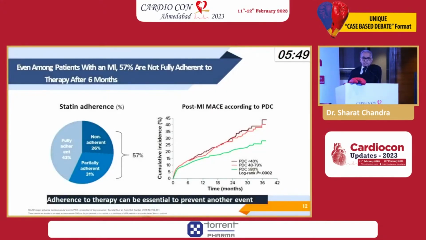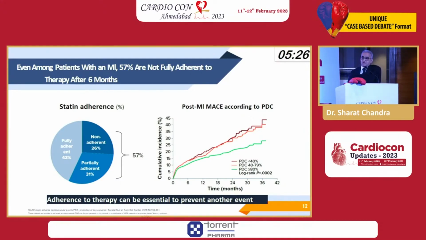Now in this particular data, you can see even among patients post myocardial infarction, 57% are not fully adherent to therapy after 6 months. They initially take the drugs as you advise, but within 6 months a lot of them either give up for one reason or other. The fully adherent are only 43%. The non-adherent are 26%, and partially adherent are 31%.